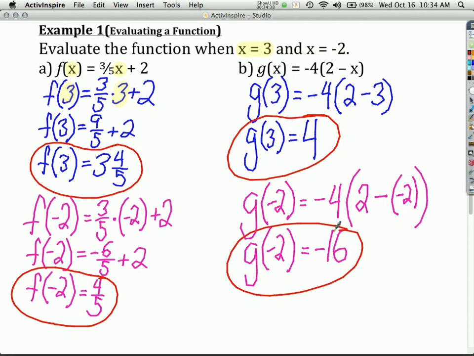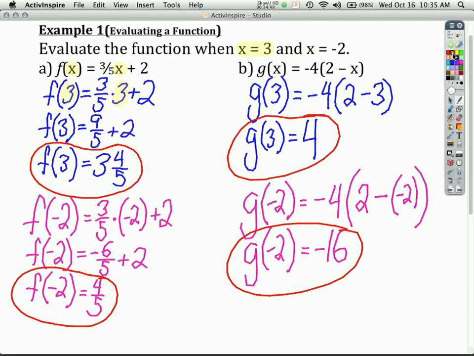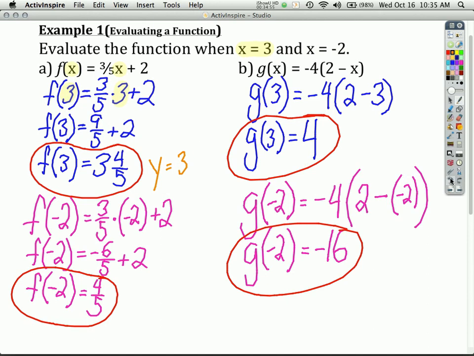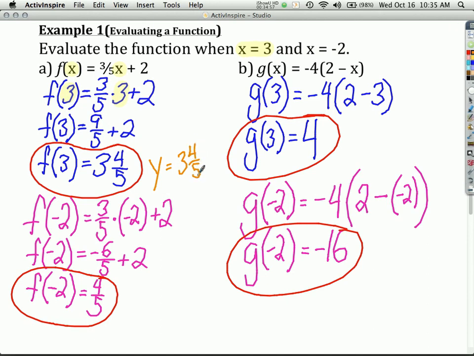So here's the thing. What we just found were really y values. F of 3 equals 3 4/5. That's really saying y equals 3 4/5. This is saying y equals 4. This is saying y equals -16. We're just giving the y a different name. Okay? Any comments, questions about that?